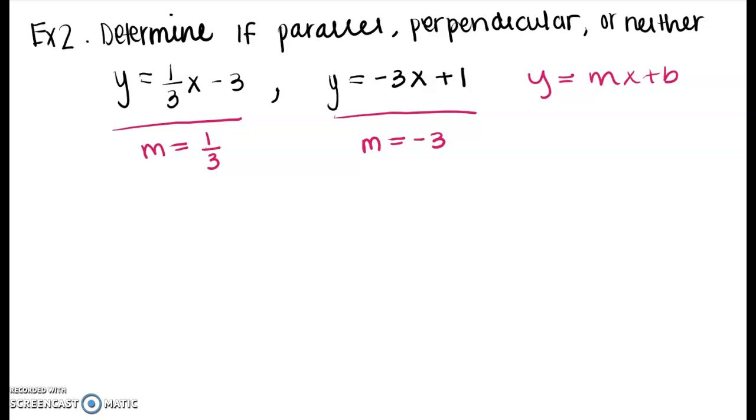So they're not parallel because they're not the same, and they could be perpendicular. So you have 1/3. The negative reciprocal has to change sign, and then it would have to flip. So if you flip the 3 and the 1, you get 3/1. Okay, so yep, they're perpendicular. I just want to verify it. So if I multiply 1/3 times -3/1, I'm going to get -3/3, which is -1. So yes, they're perpendicular.